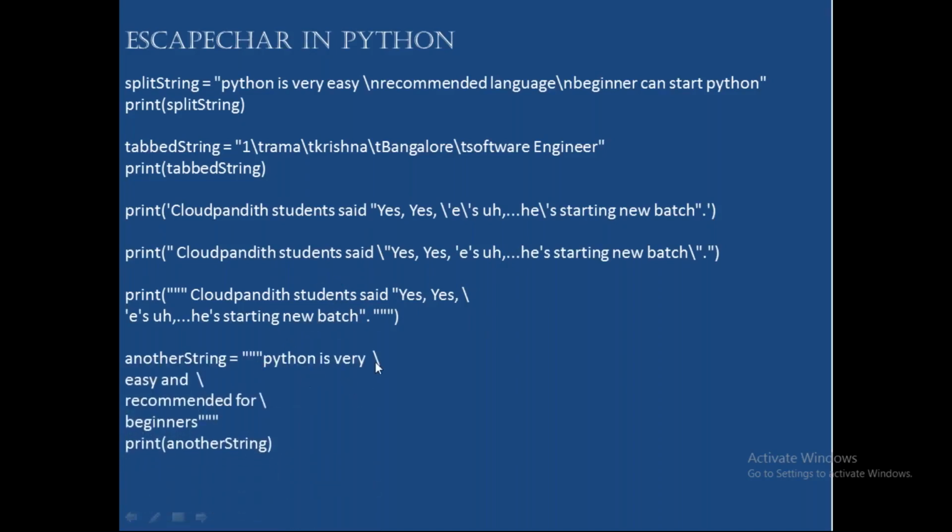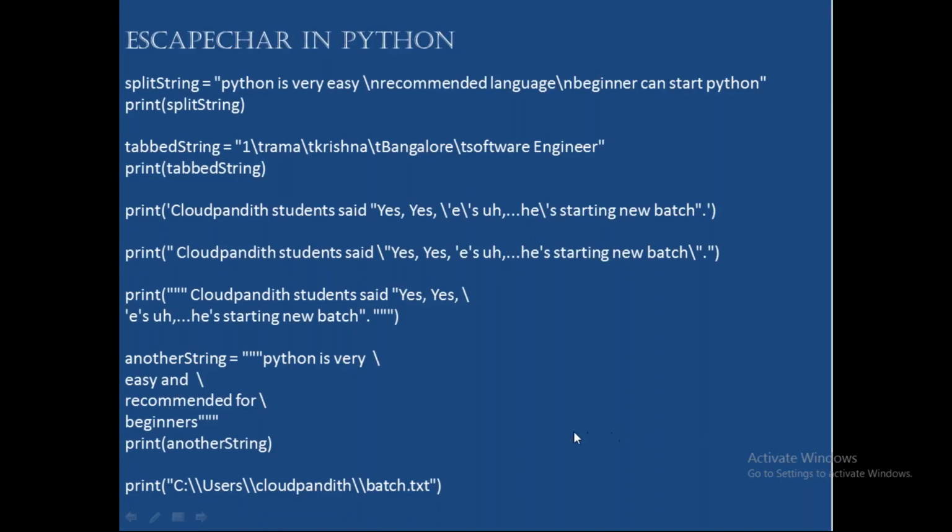Okay, next, see, Python is very easy and recommended for beginners. So I'm using backslash, but when you print it, you will get Python is very easy and recommended for beginners in a single line. You can use the backslash to make sure the next line is a continuation, not a new line. When you are writing your code, for readability, you split it into multiple lines, but basically this will be treated as a single line. See, for printing in multiple lines you need to use backslash n. Even though you have multiple lines, if you want to print it in a single line, you need to use a backslash.